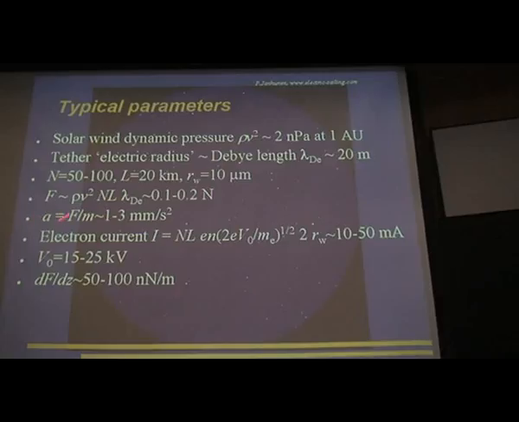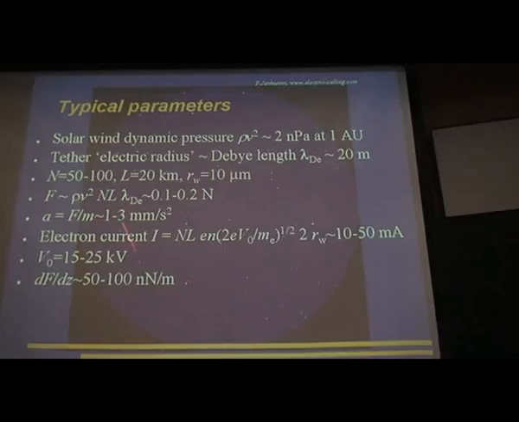And if it's a small spacecraft, then we can expect an acceleration of a few millimeters per second squared. And then the electron current that the tethers gather from the plasma can be easily computed from cylindrical Langmuir probe theory. It's a few tens of milliamperes typically, or let's say the maximum that one can get from the solar wind is about 50. And the typical voltage is about 20 kilovolts that we would use, and then the force per unit length of tether would be something like 50 to 100 nanonewtons per meter.